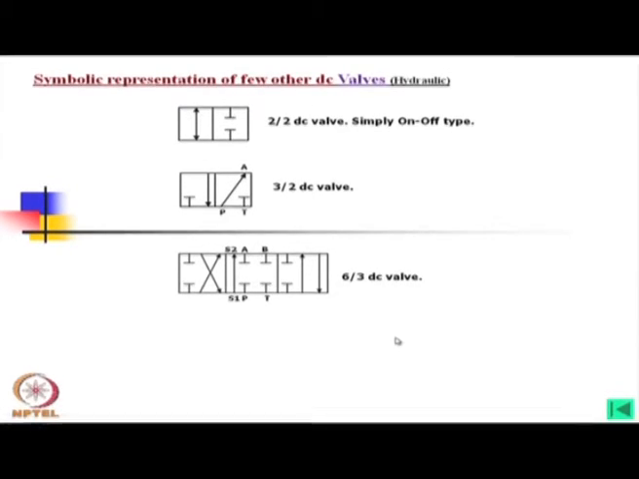So, this valve, in lieu of a 4 by 3 DC valve, is used when this flow is going to some other system. This means that there is an external connection from P to S1. The pump is connected there.